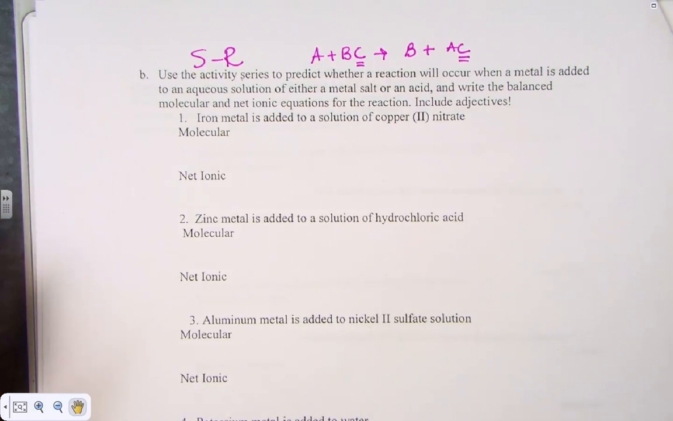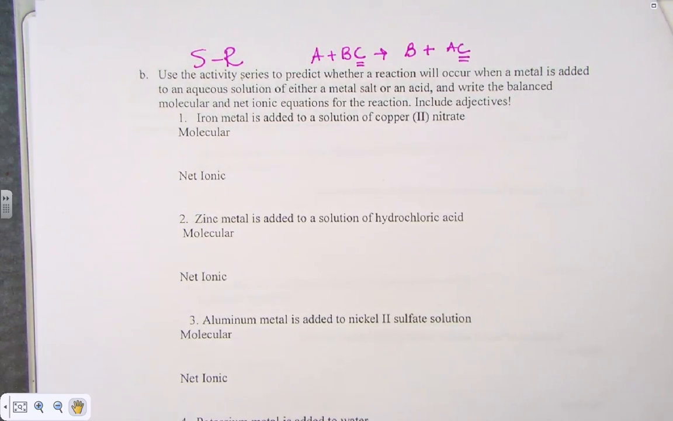This continues our practice test A, our third objective. We're on the letter B, the second series of questions. We're being asked to use an activity series to predict whether a reaction will occur if a metal is added to an aqueous solution of either a metal salt or an acid.